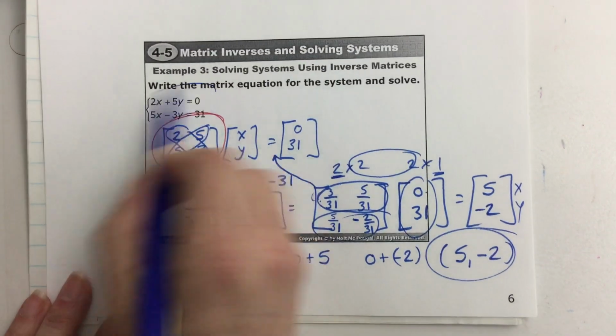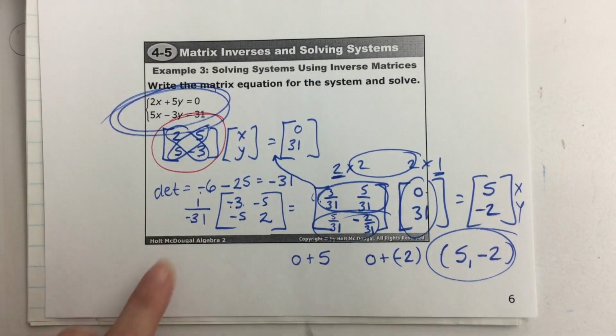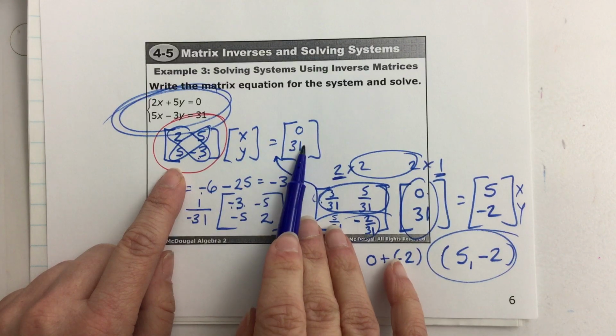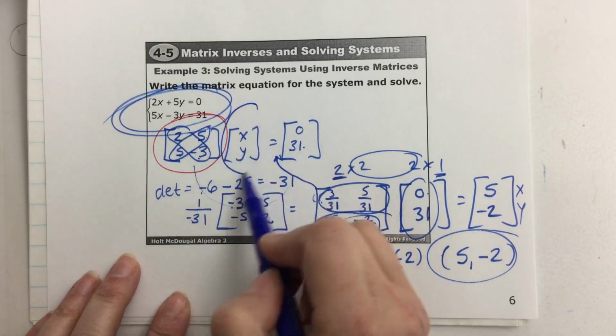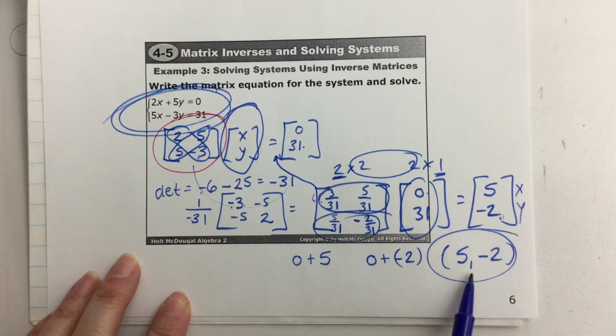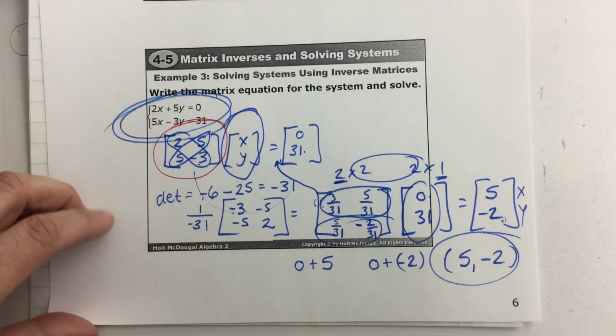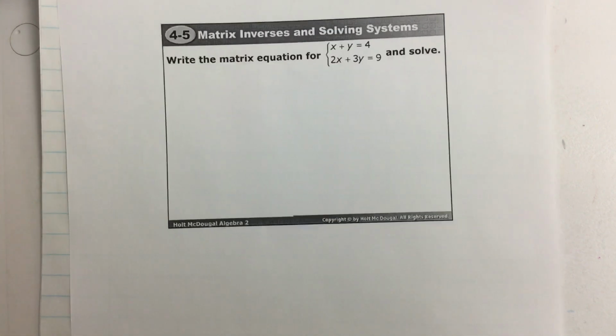So you just solved a system of equations by writing a matrix equation, finding the inverse so you could multiply it to the other side, isolate your x, y to get your solutions. Let's do one more of those, guys.